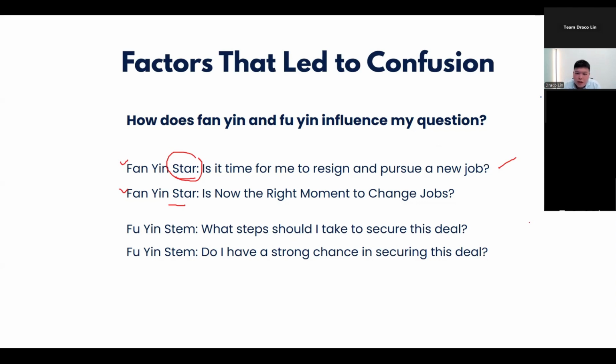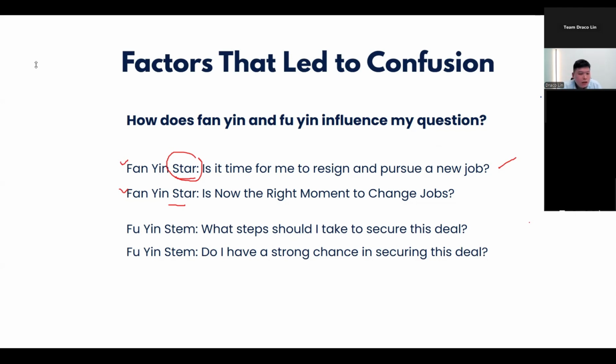So the next one here is Fu Yin and Fu Yin stems. So what do stems mean? Stems represent people. So the first question here is, what steps should I take to secure this deal? And I see a Fu Yin stem. That's my first question.